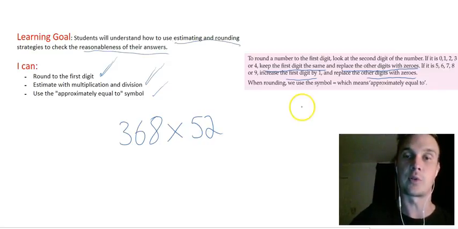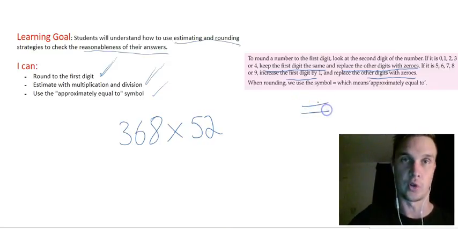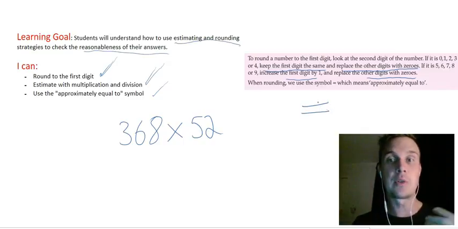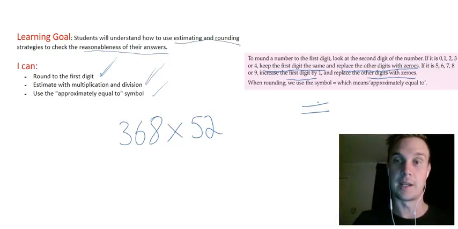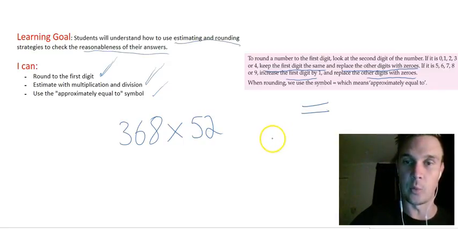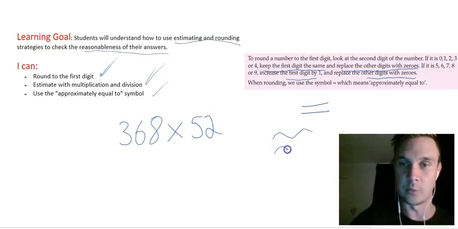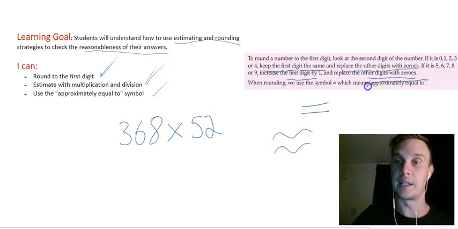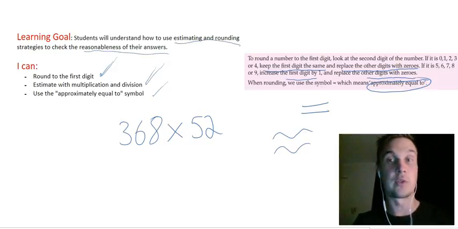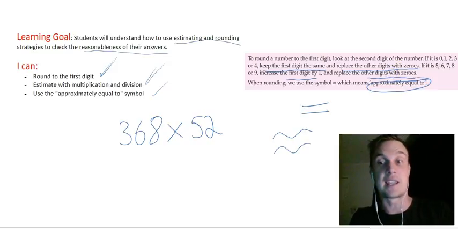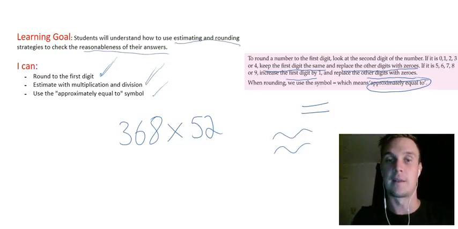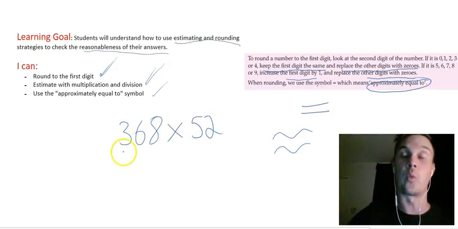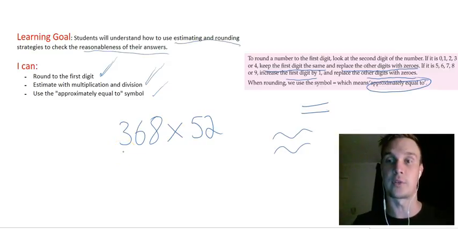Usually when we do an equation, we do the equal sign. And we know that that equal means it's going to give us the exact result. But when we're doing rounding and estimating, we use a different symbol. It looks like a wavy equal sign. And what that means is approximately equal to. So when we're doing rounding, we're not actually getting an exact answer, we're getting an approximate answer. So when we do the equal sign in this equation, we've got to make sure that we put the wavy equal sign, which means approximately equal to.